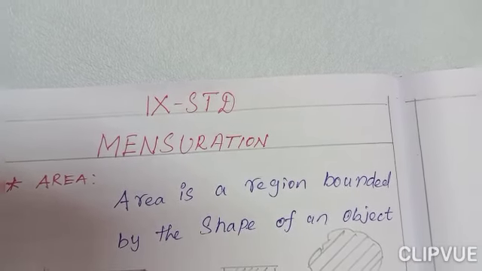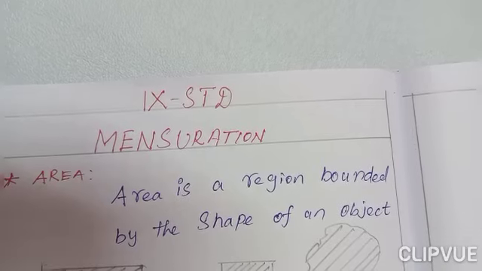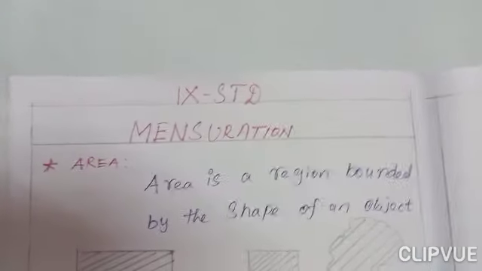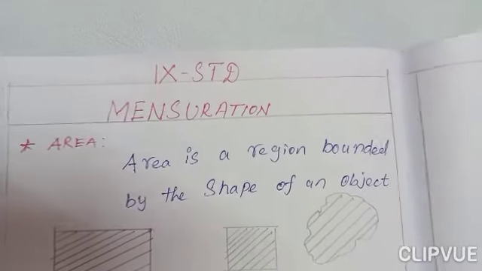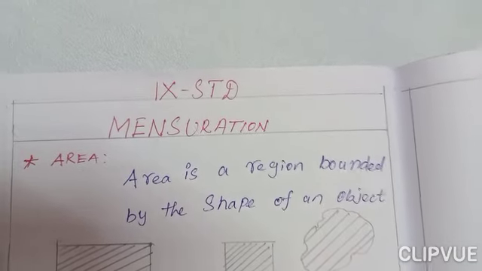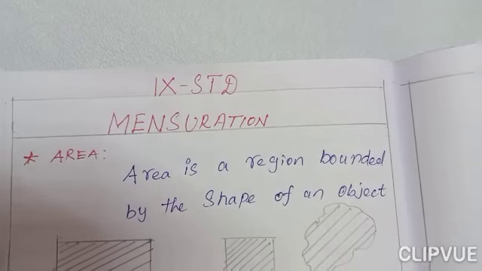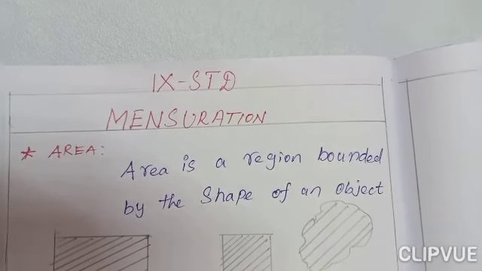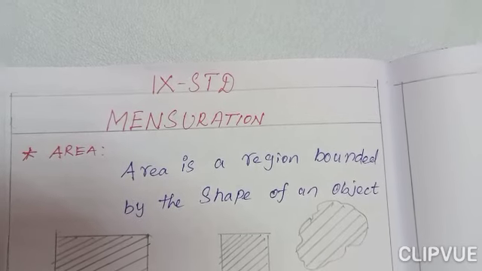In the last 2 weeks, you have been recalling number system, algebra, and basic concepts of mathematics. So, in order, now we are going to learn 9th standard mensuration. Before we start mensuration, we are going to recall a few more basic concepts, that is, area and the perimeter of an object.